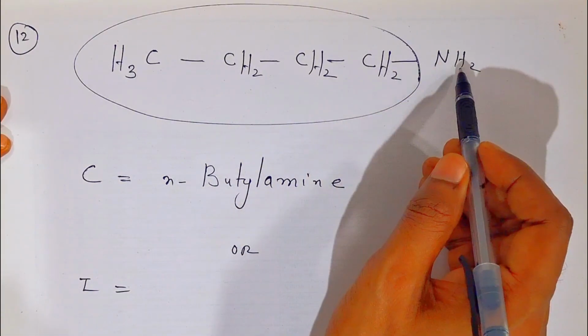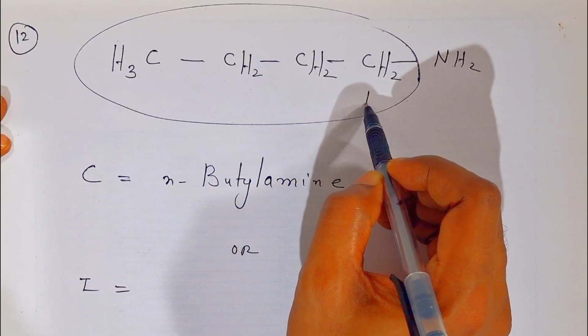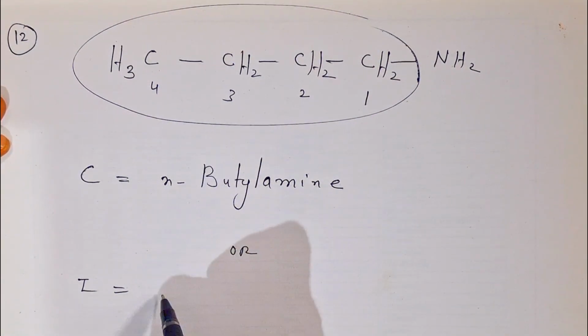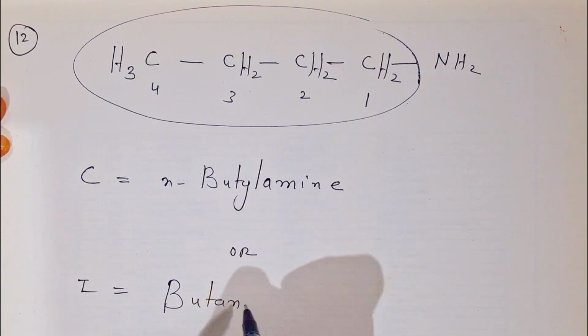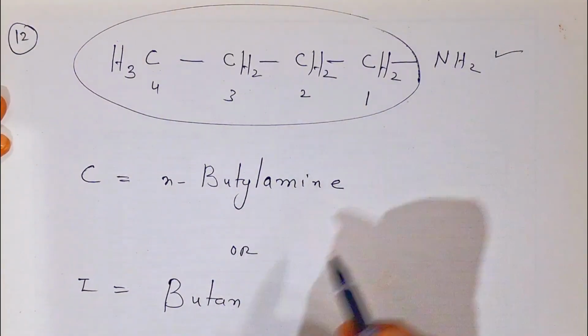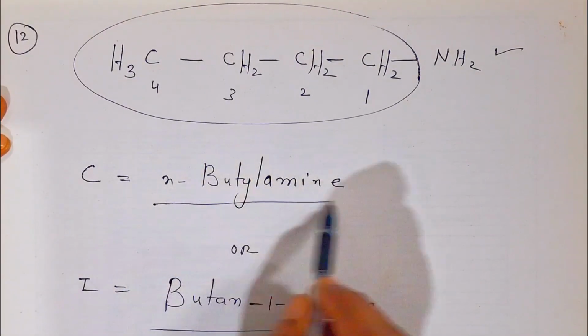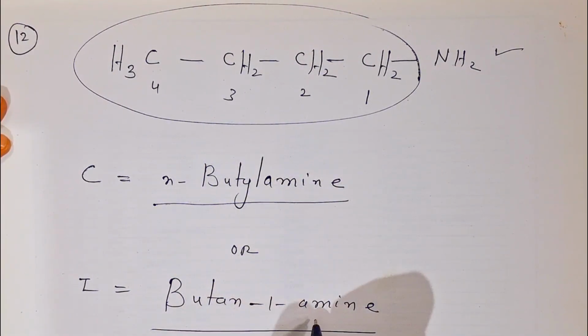Where the ammonia is attached, that carbon, you have to give 1, 2, 3 and 4. So this is nothing but butane. At carbon number 1, students, you have ammonia group, so it is called butane 1 amine. So N-butyl amine is nothing but butane 1 amine.